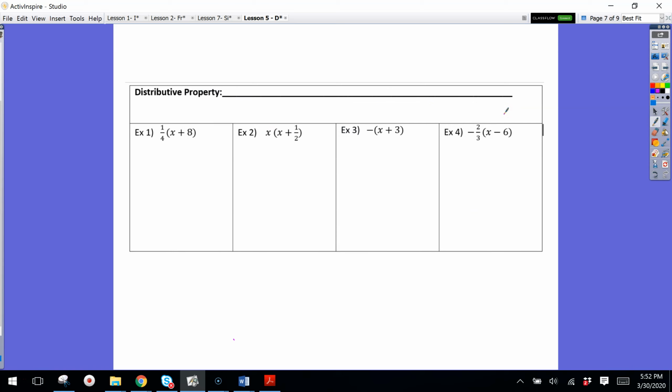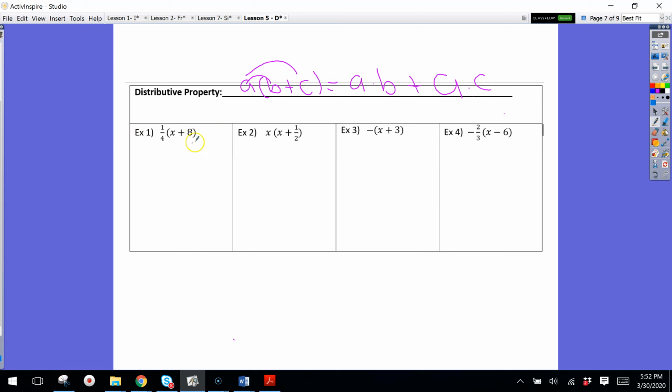So in this video, we're going to be talking about what is the distributive property. Well, basically, the distributive property says that if I have A(B + C), where A, B, and C are just numbers, then I can rewrite this as A times B plus A times C. Basically, what I'm doing is I'm distributing A to both B and C.